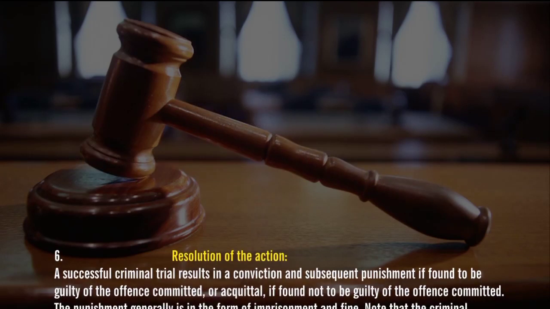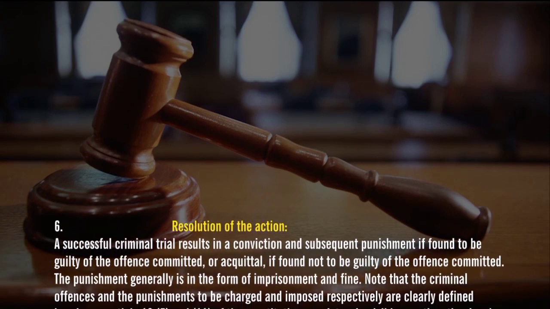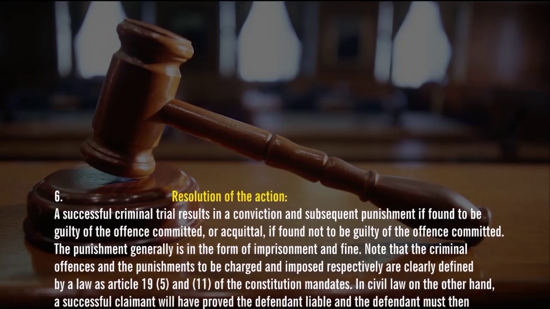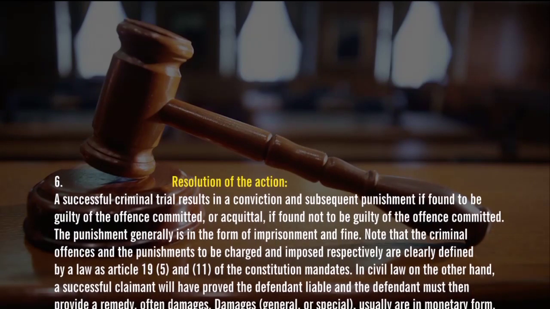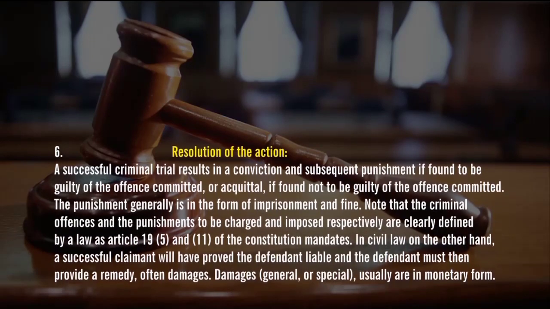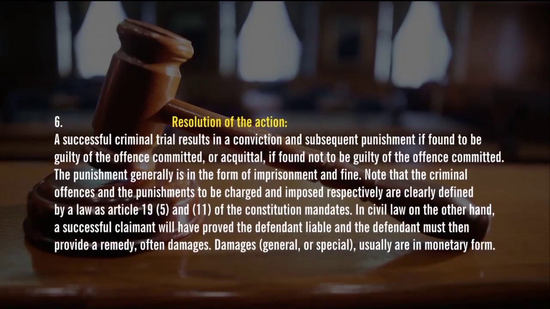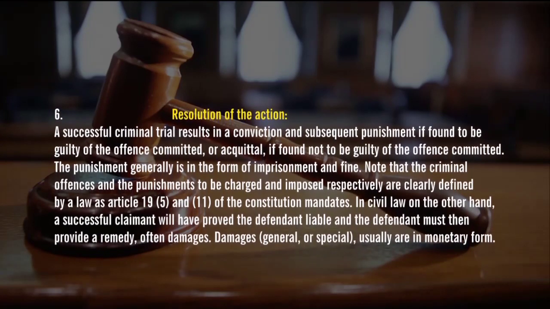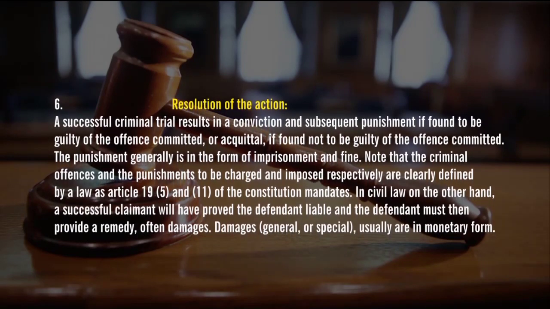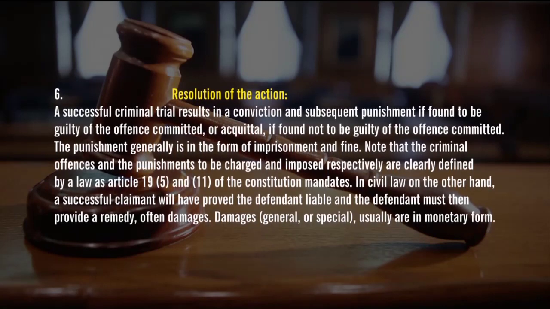6. Resolution of the action. A successful criminal trial results in a conviction and subsequent punishment if found to be guilty of the offense committed, or acquittal if found not to be guilty of the offense committed. The punishment generally is in the form of imprisonment and fine. Note that the criminal offenses and the punishment to be charged and imposed respectively are clearly defined by a law as Article 19, Clause 5 and Clause 11 of the Constitution mandates.